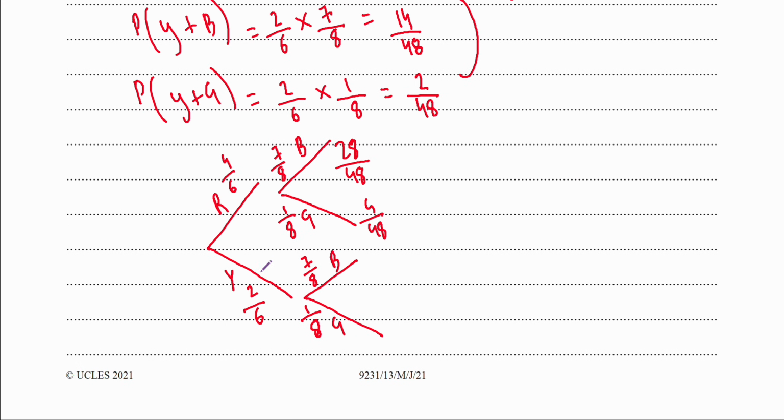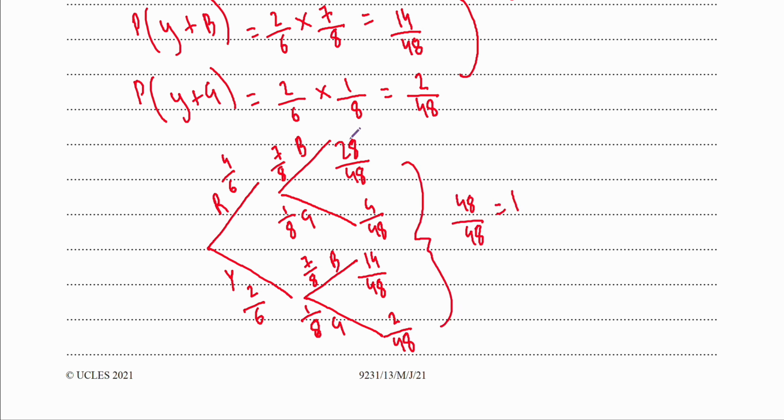So if you want yellow and then blue, so that's 2 times 7. So that's 14 over 48. And then, of course, yellow and then green would be 2 over 48. And you can see that these are the same numbers. So if you add all these up, you end up getting 48 over 48, which is also equal to 1.